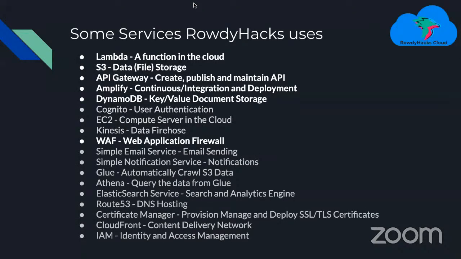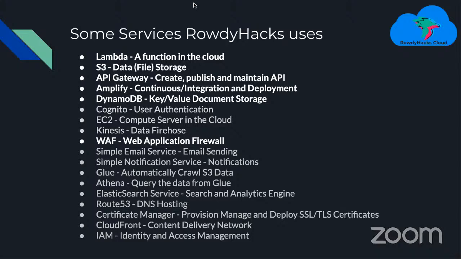So some of the services that we use is Lambda. A Lambda is essentially a function in the cloud. To store the resumes, we use S3. It's essentially a file storage platform. For our APIs that we publish, we have API Gateway. Amplify is a really cool tool that allows us to continuously deploy our applications from GitHub.